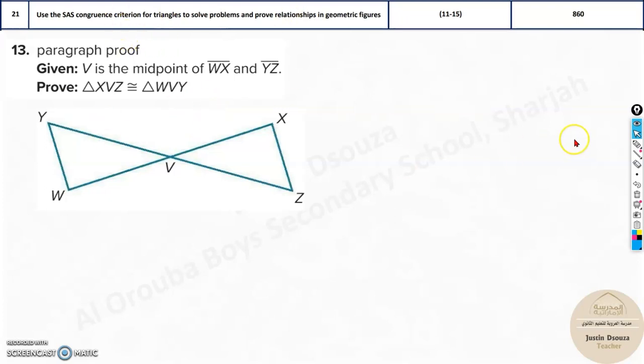Now over here it's the same thing, just that V is the midpoint of W and X. If that is the case, then these both are equal because of the midpoint theorem. That's it.